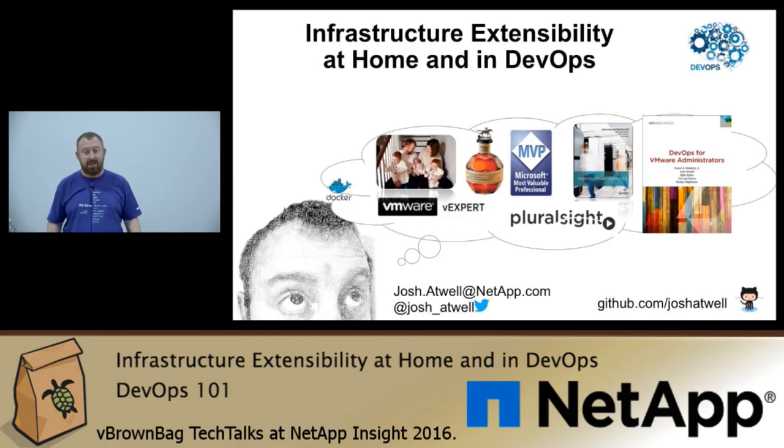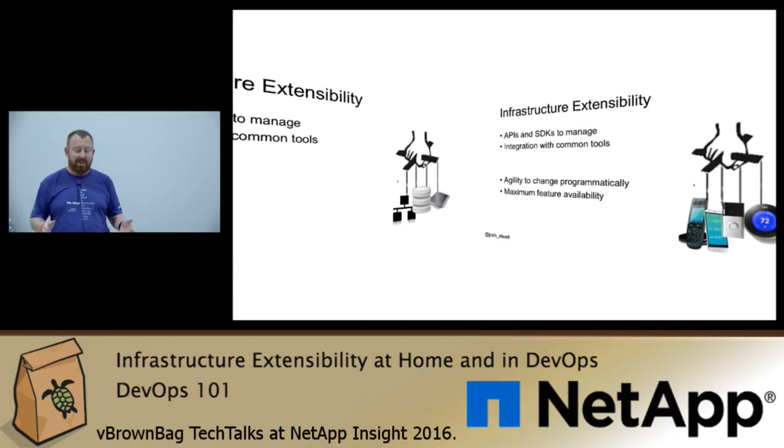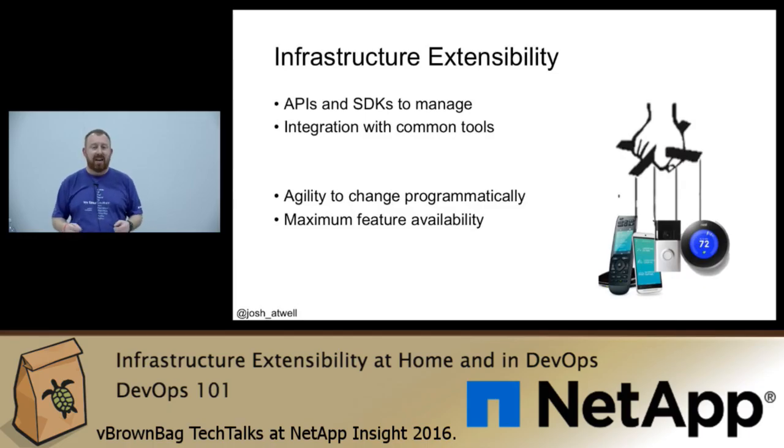Now this is an Ignite Talk, so it moves pretty fast. Pay attention. What is infrastructure extensibility? It's the ability to control hardware through APIs and SDKs in order to control it programmatically versus leveraging the standard methods of doing that. This gives you more agility to have the infrastructure behave specifically the way that you want it to, and that's important for you. And when you're looking at these things, you're typically looking for maximum feature availability so you can do the most.